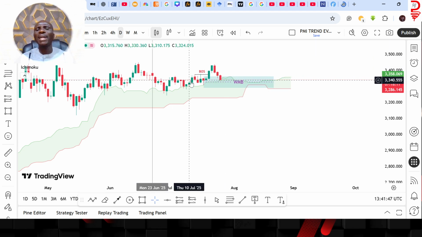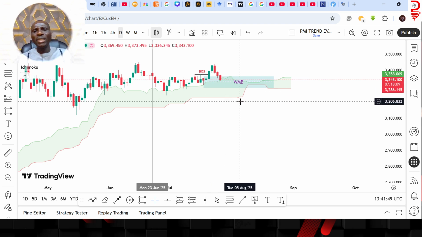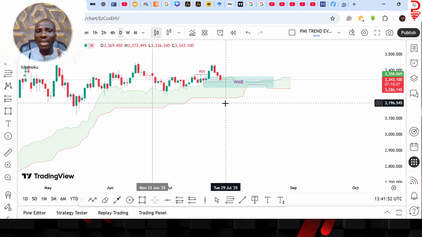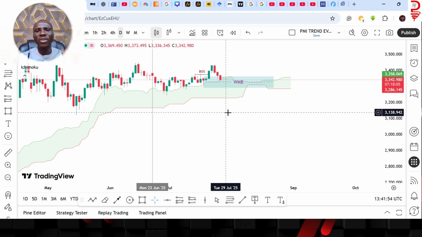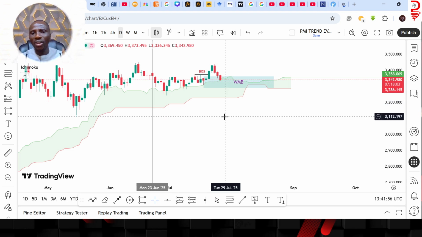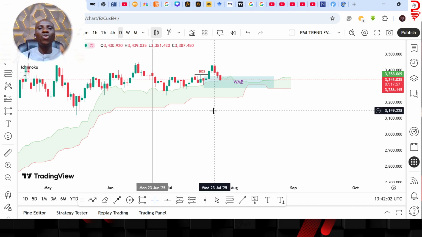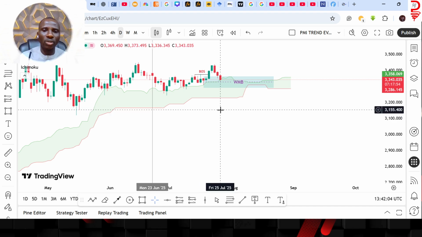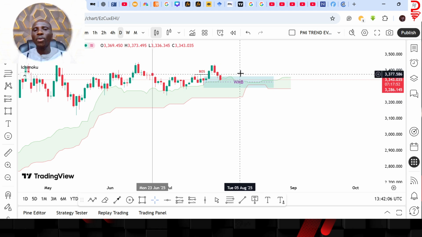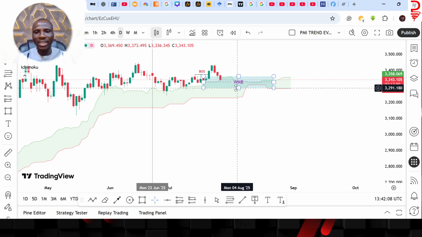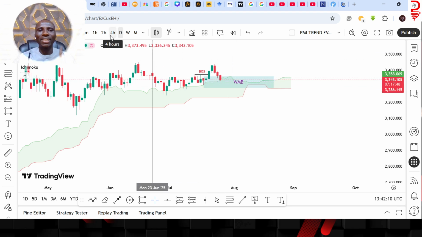Now, when the market comes back to the weekly money box, remember that for a weekly impulsive wave, the weekly chart is your anchor chart, the daily chart is your confirmation chart. On the confirmation chart, that is where you spot your money box, and we have been able to spot the money box now on the daily. Then you now move to the entry chart.